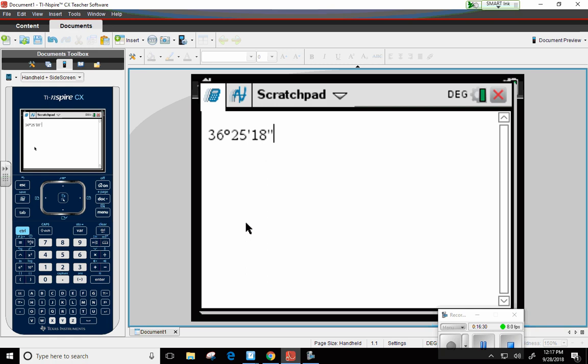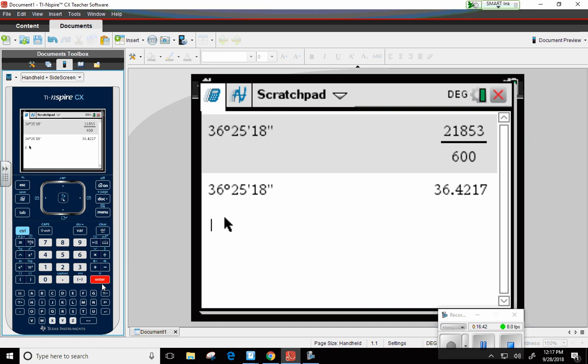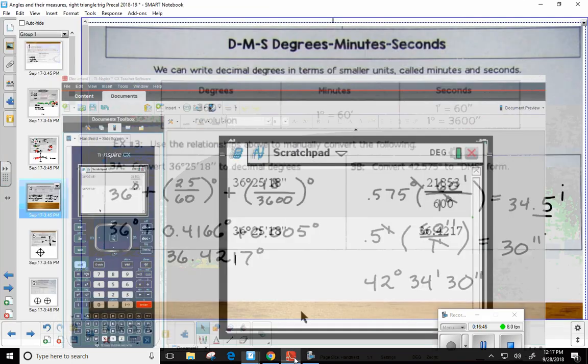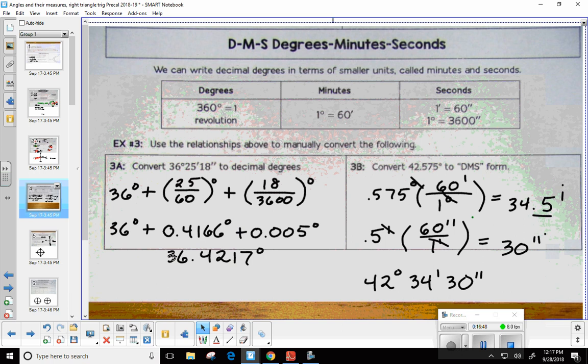Okay. Now, as soon as you push enter, it'll go ahead and give you your decimal degrees. So my calculator is set to always give the fractional value. If yours is too, yes, just hit Control Enter. Control Enter. And see 36.4217. And that's exactly what we had right here.